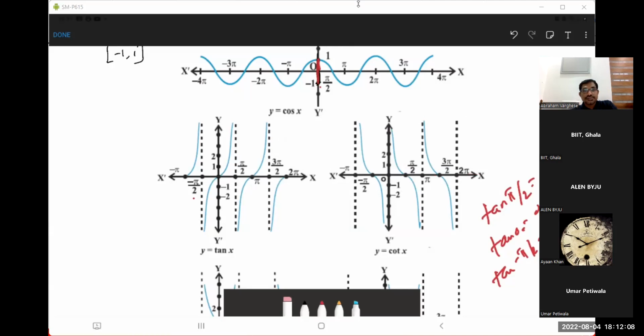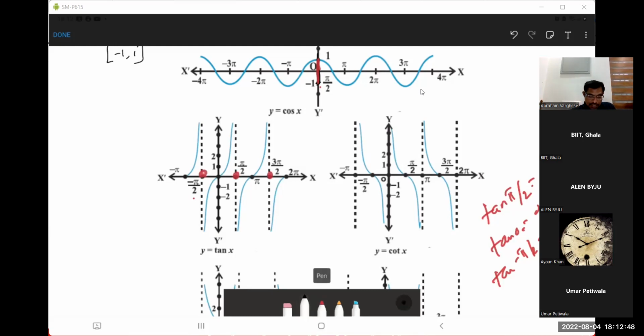Yeah, that is correct. That is all real numbers excluding some points. This point is not defined. This point is not defined. Correct? That means what I can say is all real numbers excluding these points. What are the points? Pi by 2, 3 pi by 2, 5 pi by 2, 7 pi by 2. Going to the left side, minus pi by 2, minus 3 pi by 2, etc.